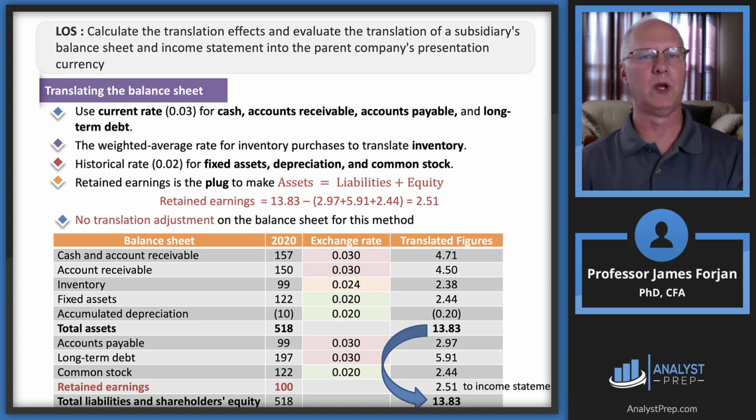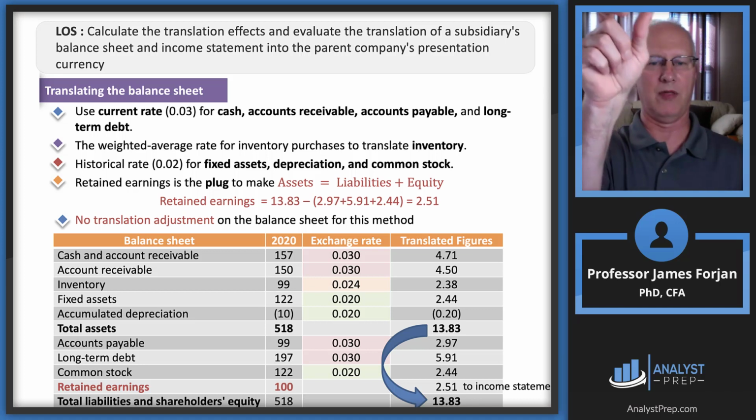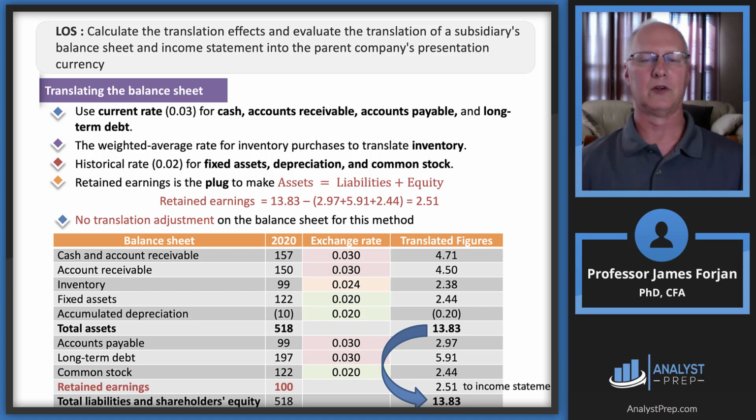Look at the diamond points at the top. We're going to use the current rate, which is the 0.03, for our monetary items. We're going to use the weighted average to translate inventory, and the historical rate for fixed assets, depreciation, and common stock. All right, so let's stop right there. Let's look at just those first 3 diamond points, and then go down to the balance sheet. We have all that stuff under 2020, right? That was all given to us. And there are the relevant exchange rates.